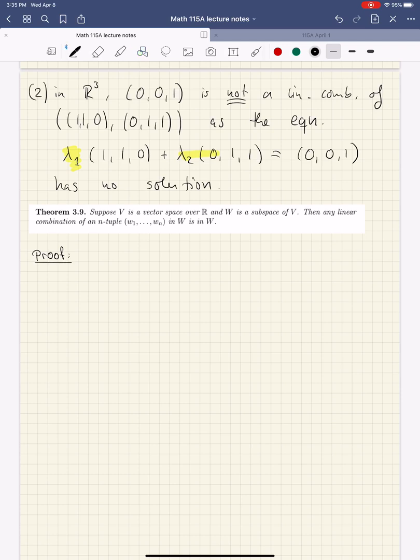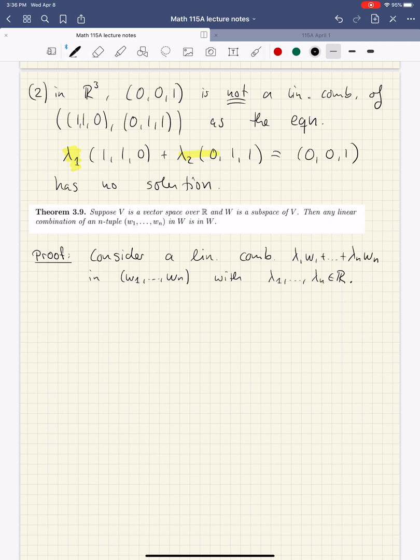So we want to prove this. Consider a linear combination lambda 1 W1 plus all the way up to lambda n Wn. As always, I want to keep track of what the inputs are. It's a linear combination of this tuple, and I want to really tell the reader that these lambdas will be real numbers.